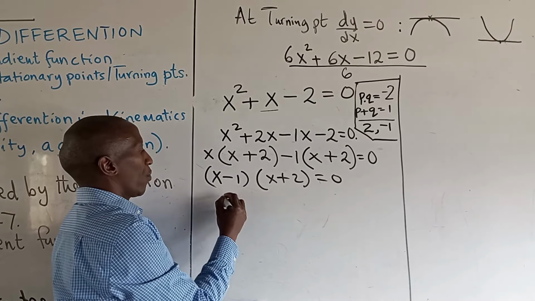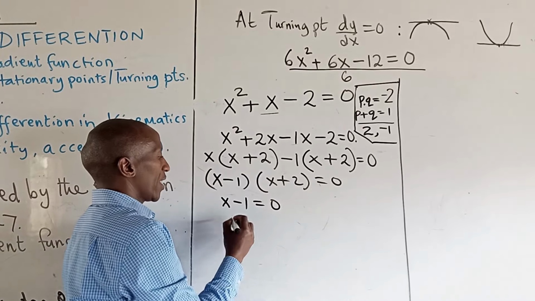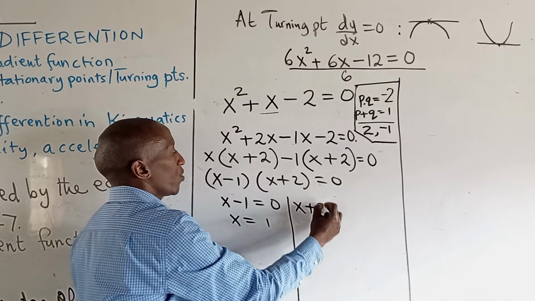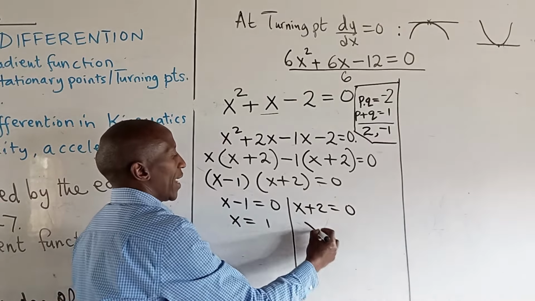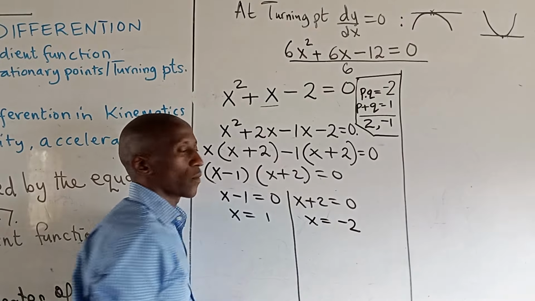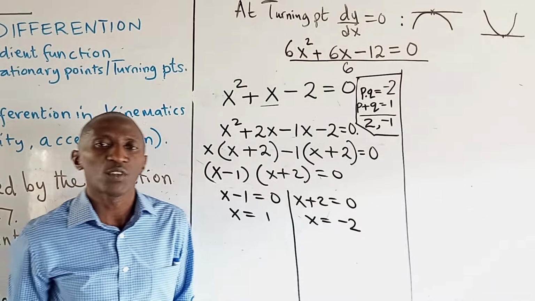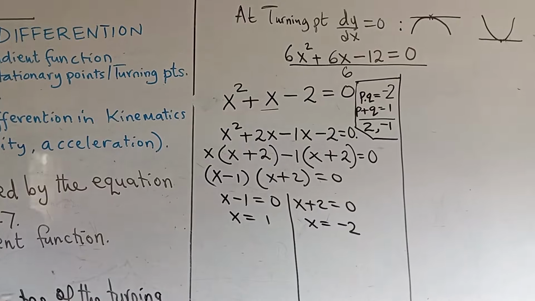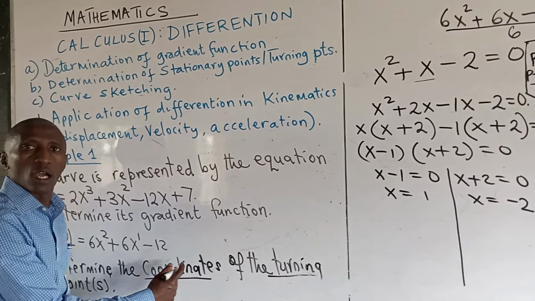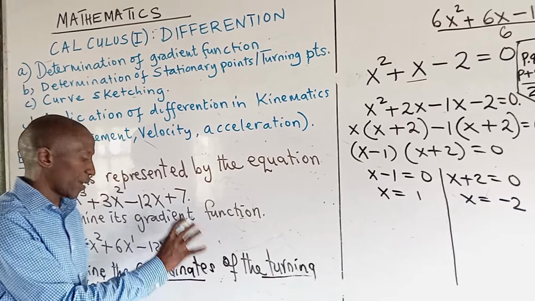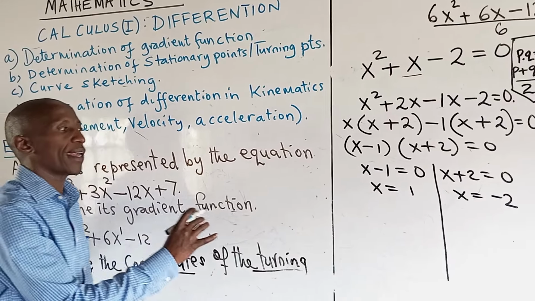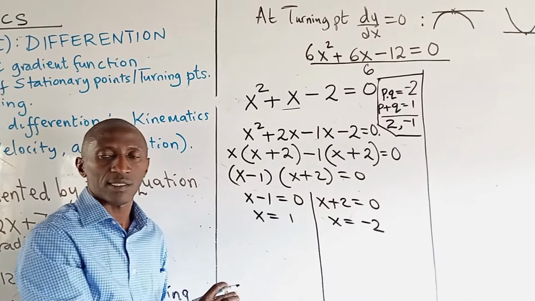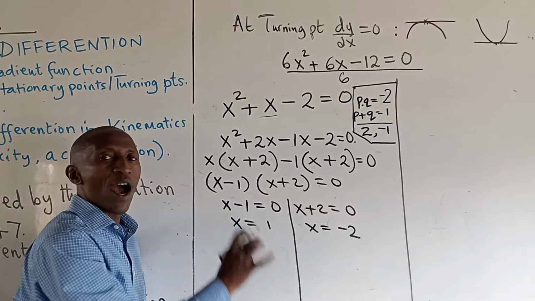So it's either x minus 1 is equal to 0, and that leads us to x is equal to 1, or x plus 2 is equal to 0, and that leads us to x is equal to negative 2. So at this point, it is important to realize that when we are required to give the coordinates, coordinates means two different values, that is the x and the y. Here we have just gotten the x values and they are two different ones. So what are their corresponding y values?